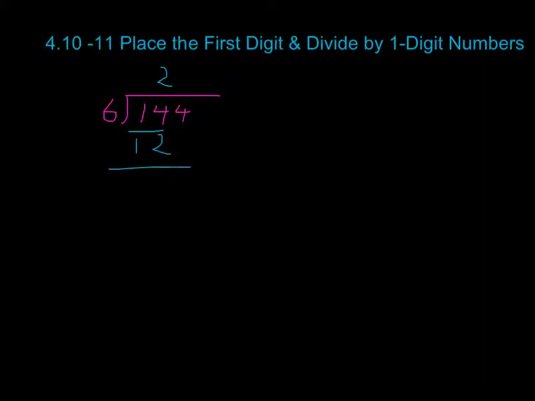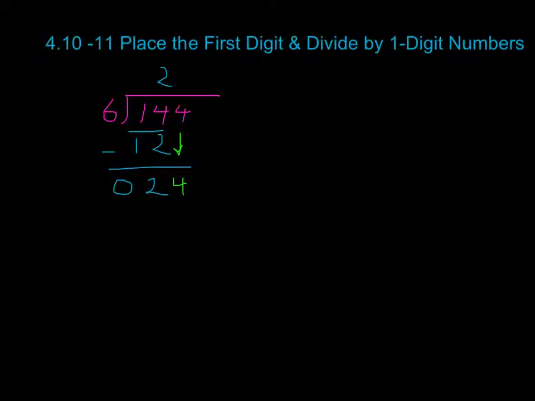I can then subtract. As I subtract here, 4 subtract 2 is going to be 2. 1 subtract 1 is going to be 0. And then it's very important here that we bring down the 4. So the 4 drops down, and now we have 24. 24 then divided by 6. Now I know that 4 times 6 is 24.